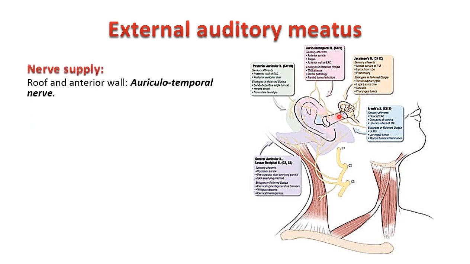The roof and the anterior wall are mainly supplied by the auriculotemporal nerve, and the next nerve supplying it is the auricular branch of the vagus nerve. The floor and the posterior wall are mainly supplied by the auricular branch of the vagus nerve. Some authors claim that fibers of the facial nerve actually travel via this auricular branch of the vagus nerve, so they believe the facial nerve also has some sensory component.